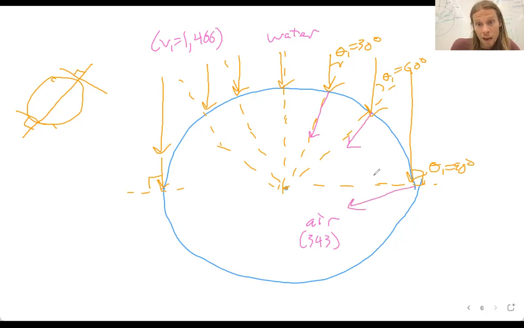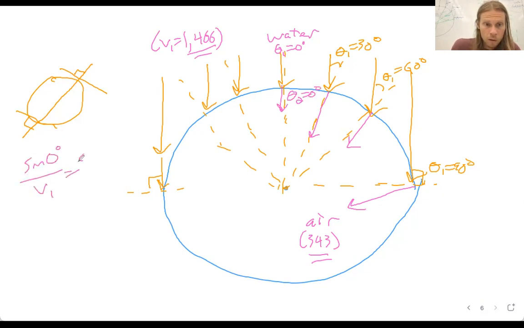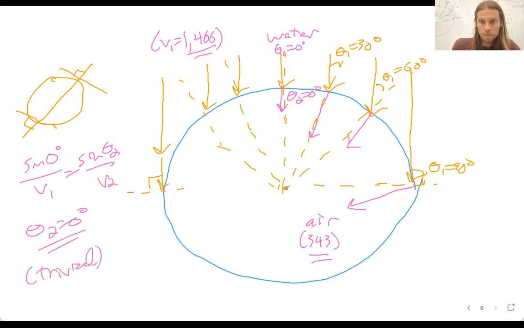Now, I did draw this somewhat accurately, and I assumed a huge change in angle because this is a relatively big change in velocity. What happens to this one? Theta 1 equals 0 means theta 2 equals 0, because the sine of 0 over V1 equals the sine of theta 2 over V2. You always get that theta 2 is 0 degrees. This is the trivial answer. So what are theta 2 for 30 degrees, 60 degrees, and 90 degrees?